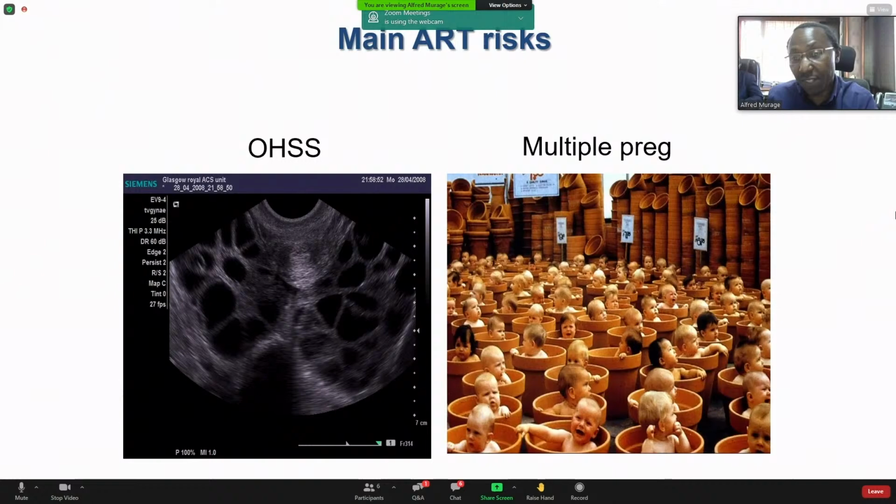Then we have multiple pregnancy, which is normally guided by how many fertilized eggs we put in the uterus. Because of the risks associated with multiple pregnancy, we would normally go for either a single embryo in good prognosis patients, or at most double embryo transfer to avoid mostly triplets and above.